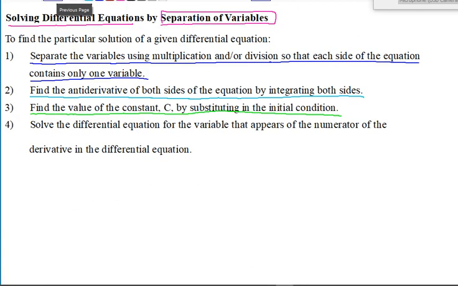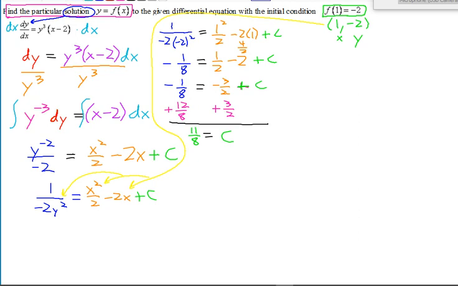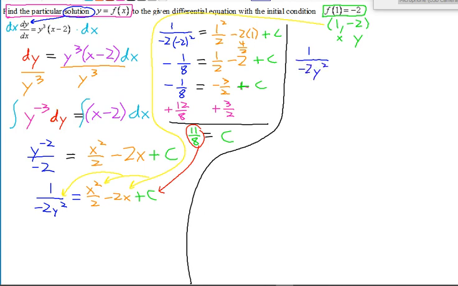Okay. And then we substitute that in for c right there, because now we know what c is equal to. So now we have 1 over negative 2y squared equals x squared over 2 minus 2x, and we just figured out c is 11/8.